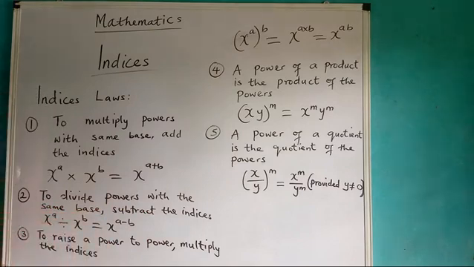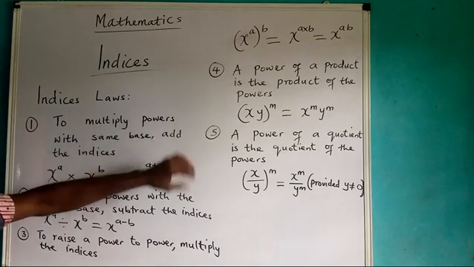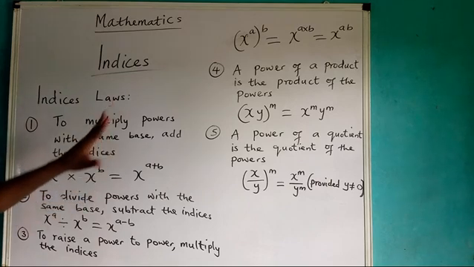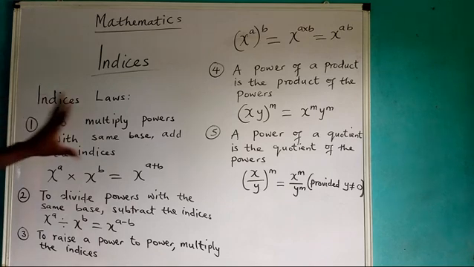Now we are looking at indices laws. Once index notation is introduced, the index laws arise. Now we have the laws on the board, 5 on the board. We have more than this. In our subsequent class, we are going to look at other laws. We are going to look at this one first. We have more to learn in my next class.